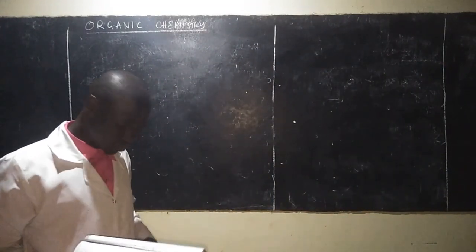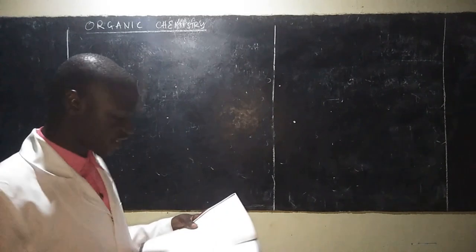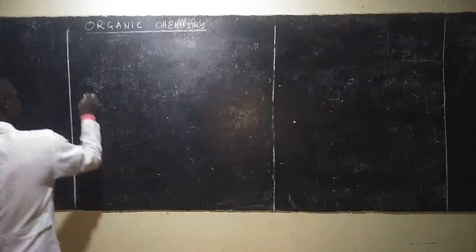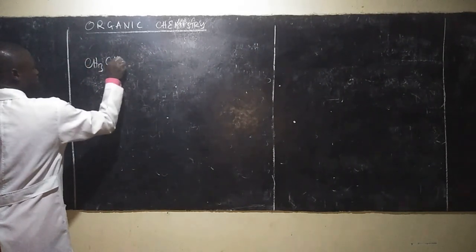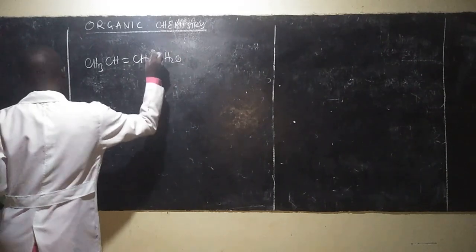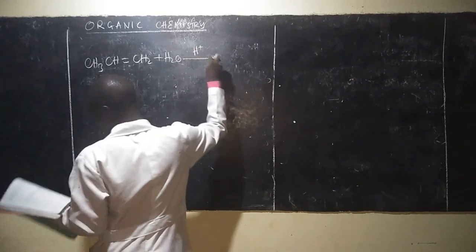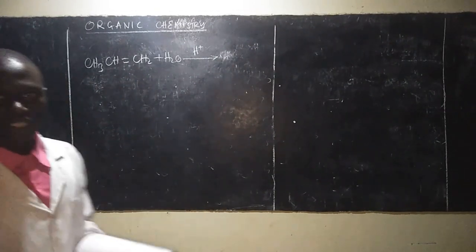Now to answer an example: complete the following reaction by writing the major product. So no minor, only major. For example, you have CH3, then CH double bond CH2. This is reacting with water, then in the presence of acidic conditions to form the product. Complete the following reactions by writing the major product.